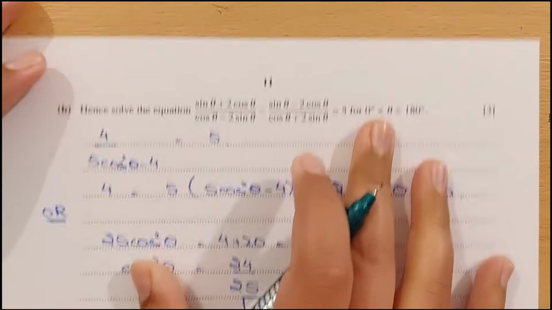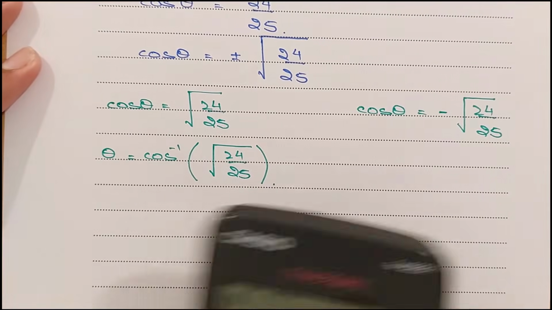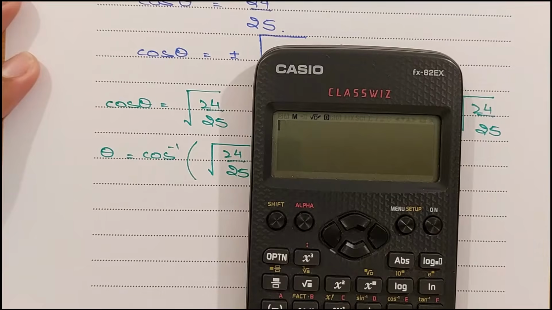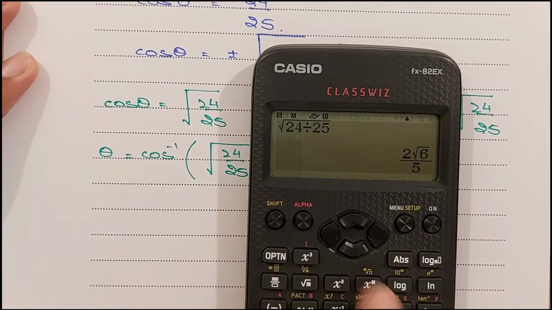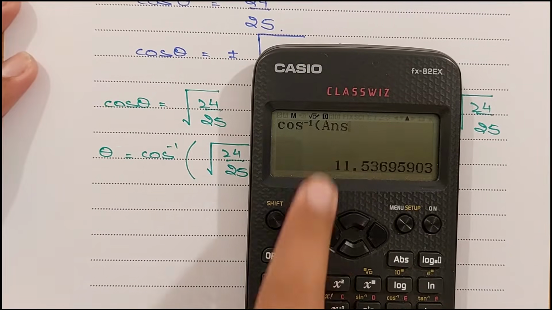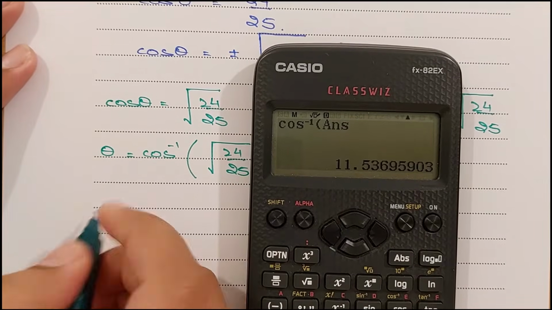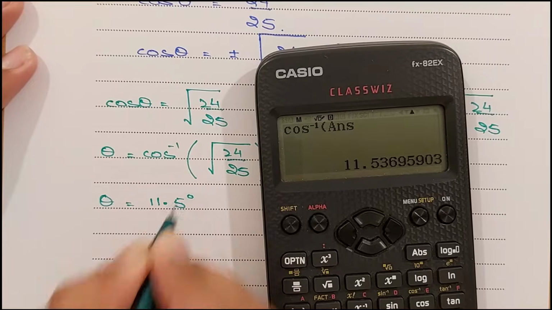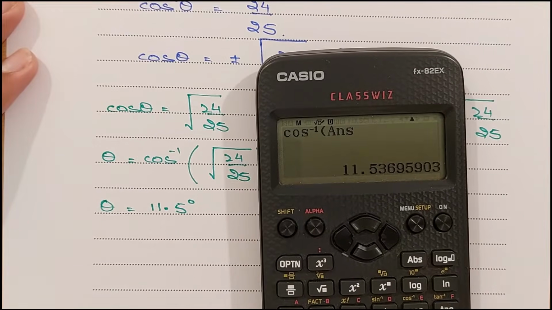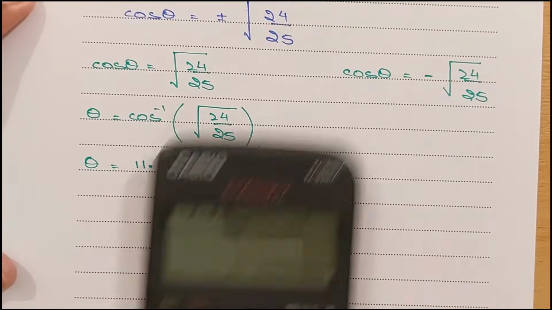and the domain is in degrees, right? So you have to find it in degrees. So let me calculate this. Square root of 24 divided by 25, right? Cos inverse of the answer, my calculator is in degrees. So this is 11.53. So the theta value is 11.5 degrees, right? And cos is positive in the first and fourth quadrant, so we are not dealing with the fourth because the domain is between 0 to 180, right? So this is the first value of theta.